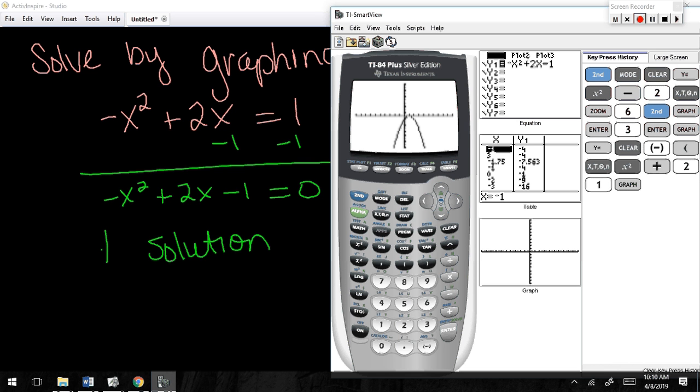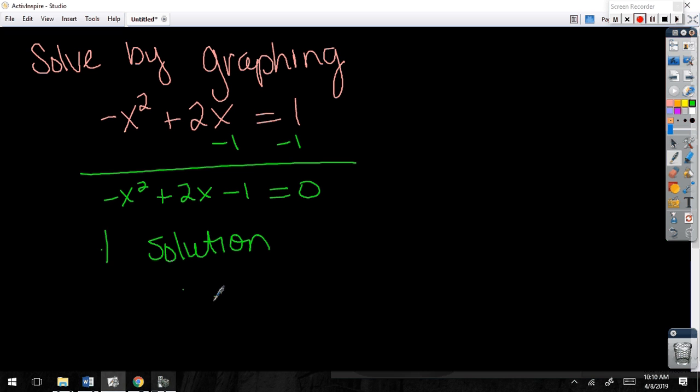How am I going to check that? Go to your table. Second graph. And hit 1. It's 0, right? So perfect. X equals 1 is my solution. Pretty easy. Let me show you one more scenario.